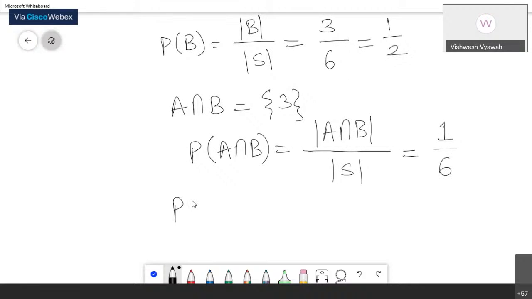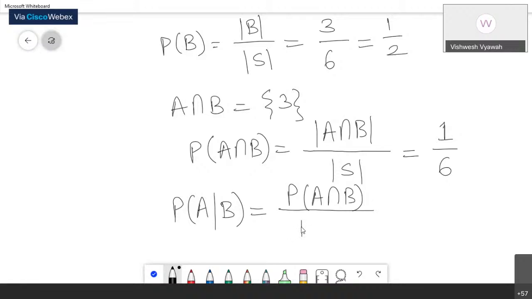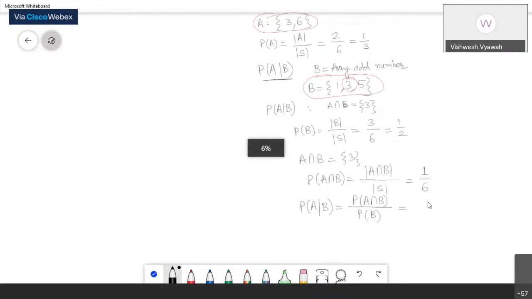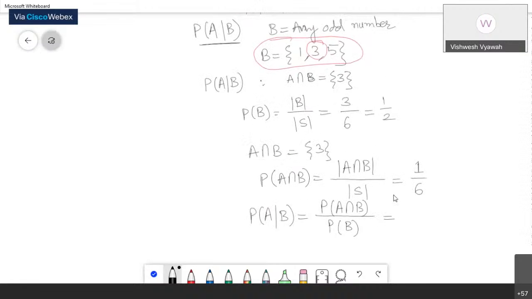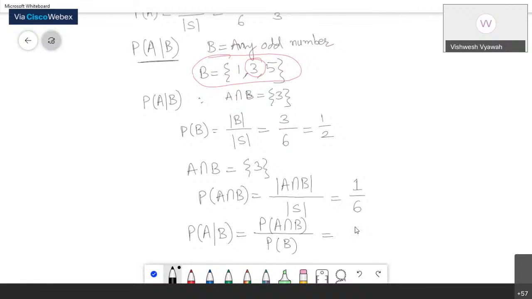Now I'm going to find probability of A given B, which is equal to probability of A intersection B divided by probability of B. There is a slight delay in this, so I'm sorry for that. So probability of A intersection B is 1 by 6 divided by probability of B, which is 1 by 2, which is equal to 2 by 6, which is equal to 1 by 3.